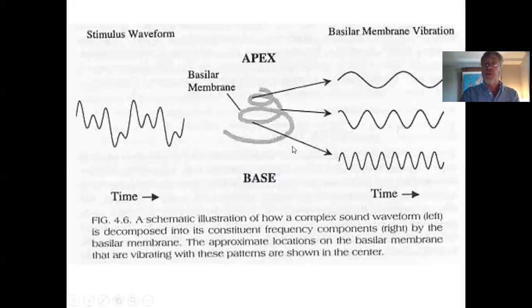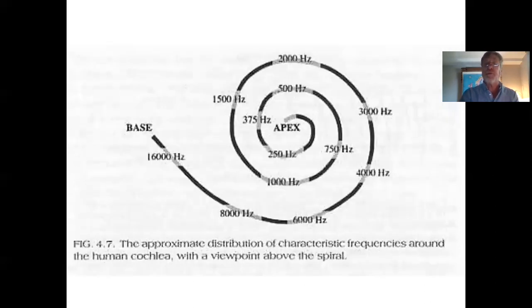I like this picture because it shows you that high frequencies are located at the base of the cochlea and low frequencies are located at the apex of the cochlea. The cochlea is tonotopic. Specific frequencies are represented in specific places. Also, the cochlea is tonotopic. High frequencies at the base, low frequencies toward the apex.